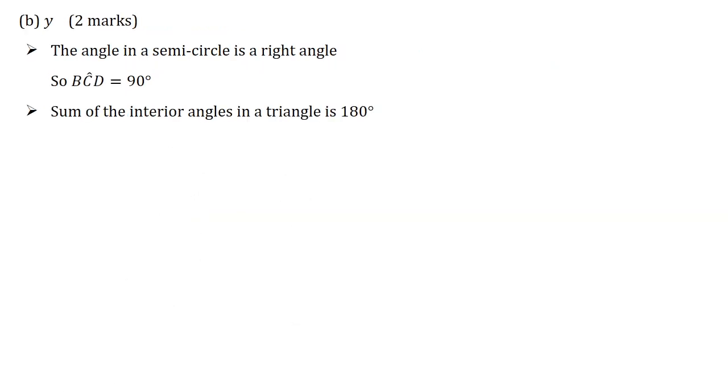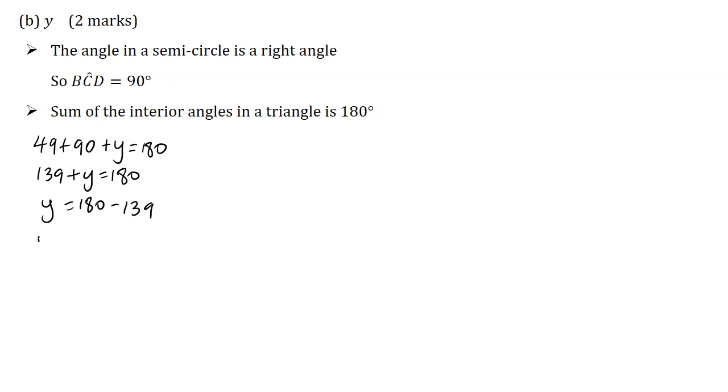So I typed out this information here and I could write here that 49 plus 90 plus Y is equal to 180. 49 plus 90 is 139 plus Y is equal to 180. Y is equal to 180 minus 139. Y is equal to 41 degrees.